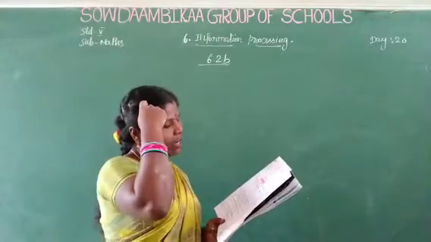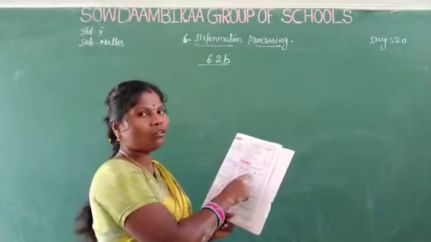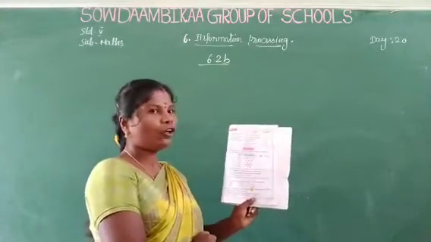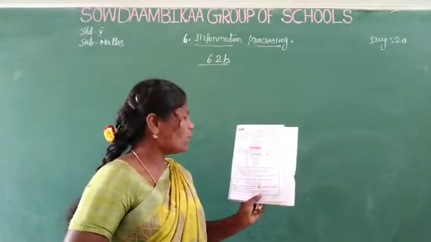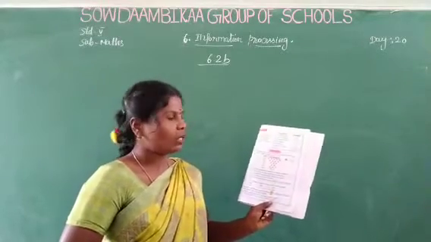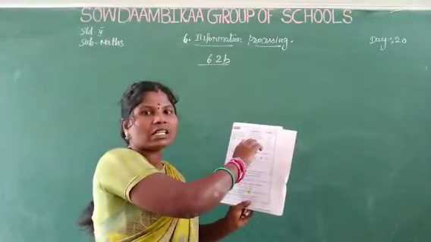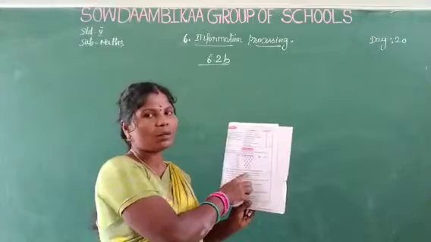So 2010, how many kilograms? 100, 200, 300, 400, 500. So 2010 500, 2011 400, 2012 300, 2013 200, 2014 300, 2015 200. This is only the question. Now observe the pictograph. This is a pictograph because it is represented in pictures. So for paddy cultivation, we give the picture of paddy.